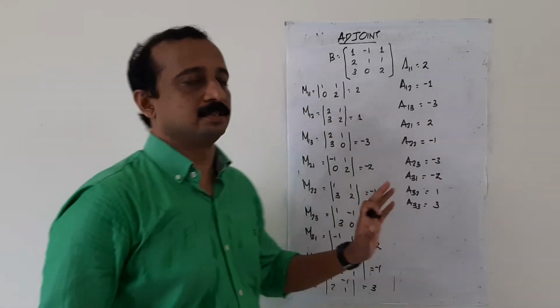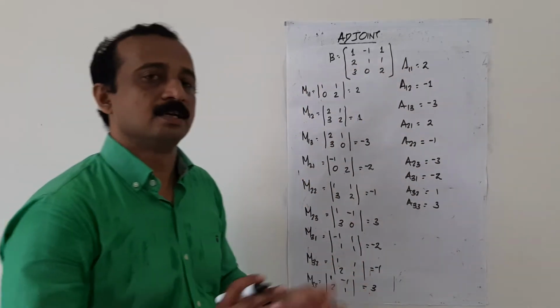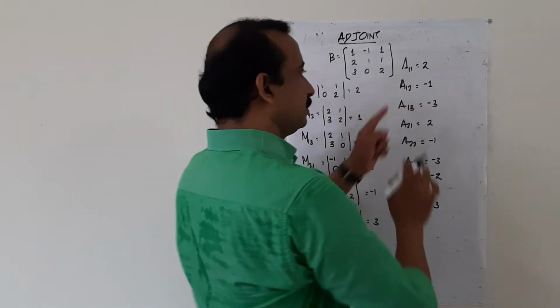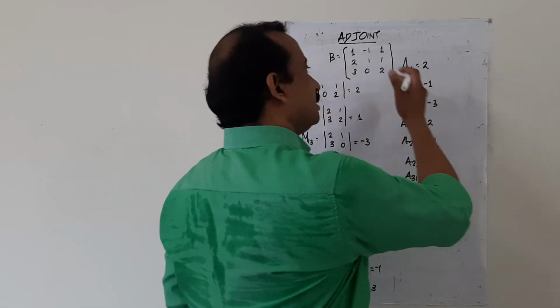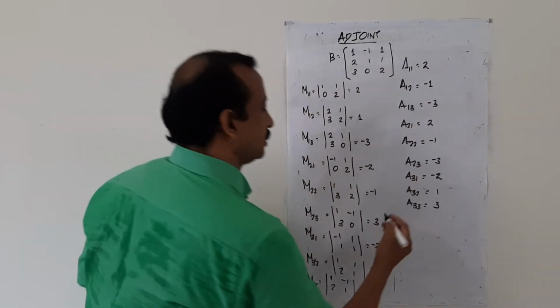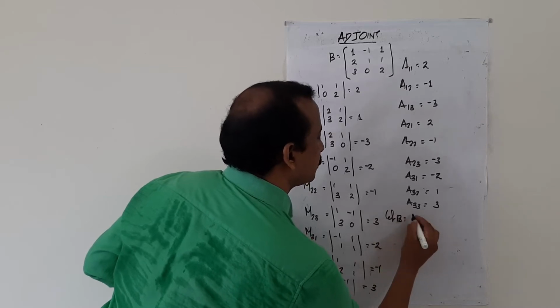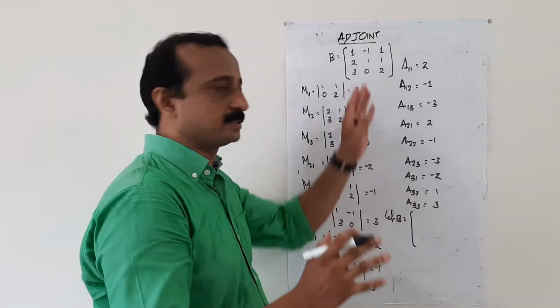Alternate sign change: minor, alternate sign change, we get the cofactor, but only for 3 by 3 is it possible. So you add the row number and column number here. If you get an odd number, the sign changes; if even, the minor stays the same number, right? And therefore the cofactors of the given matrix B. Here A is the symbol for the cofactor representation.